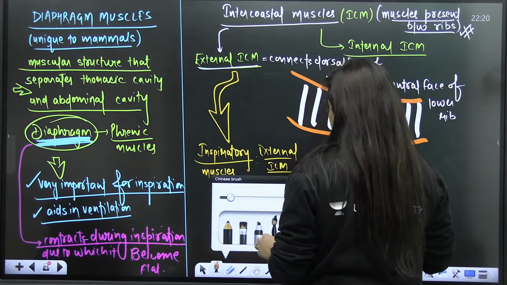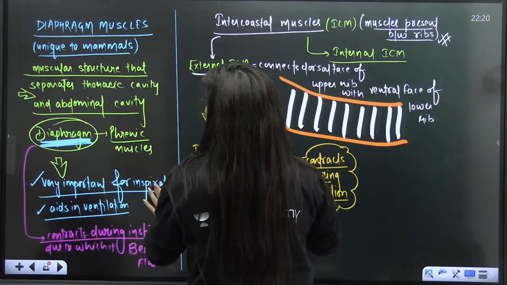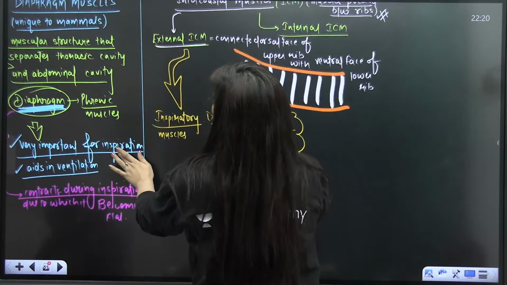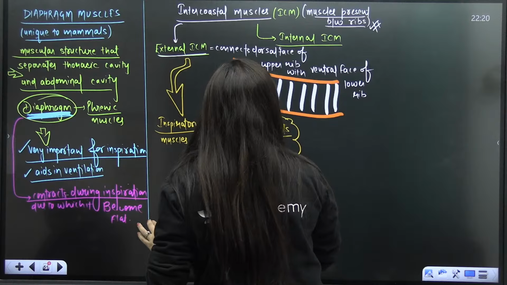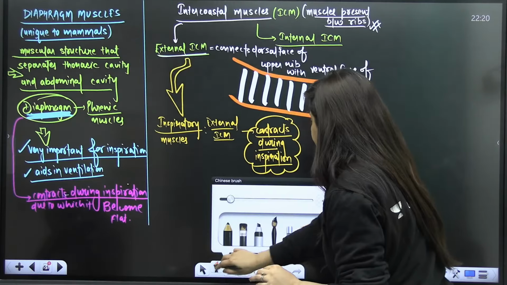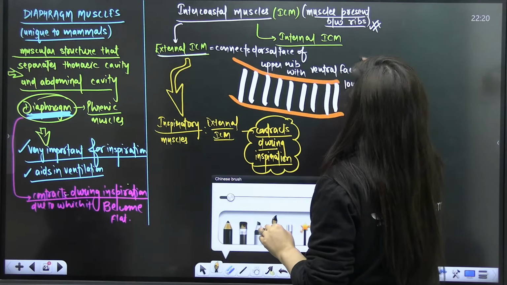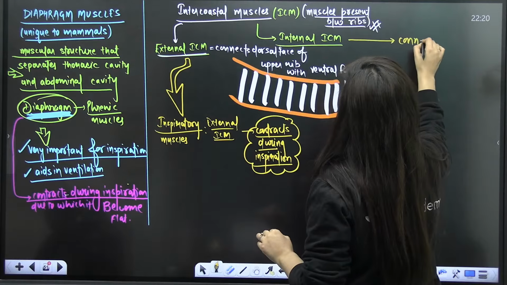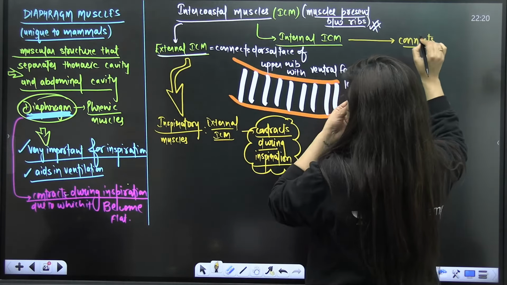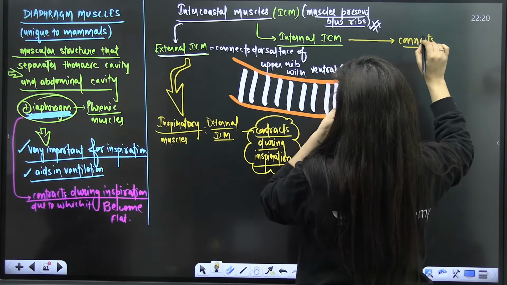Just a minute, students. So they connect. Acha, dorsal surface of upper rib.